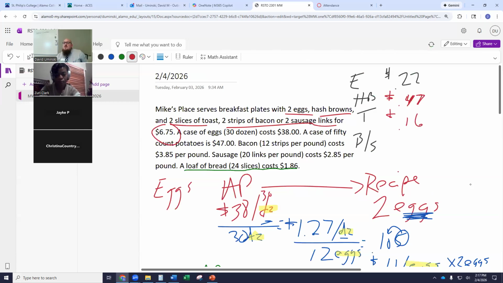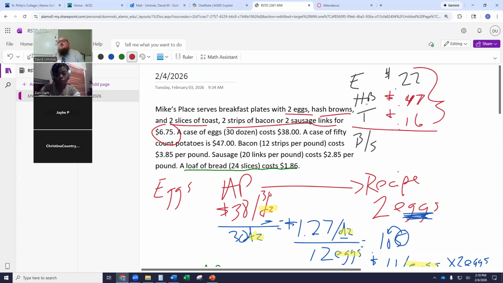Okay. So I'm going to go ahead and add up these 3 items. Why just these 3 items? Because every plate's going to have those 3. Exactly. They're the same on every plate. The only difference is the choice between bacon or sausage, right? And so as I'm going through here, I'm going to add these up and get what?